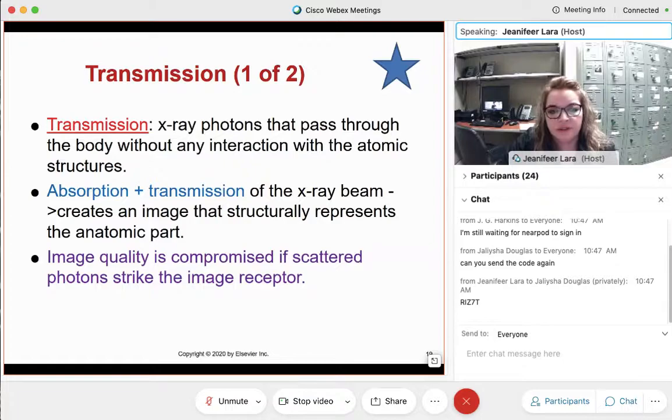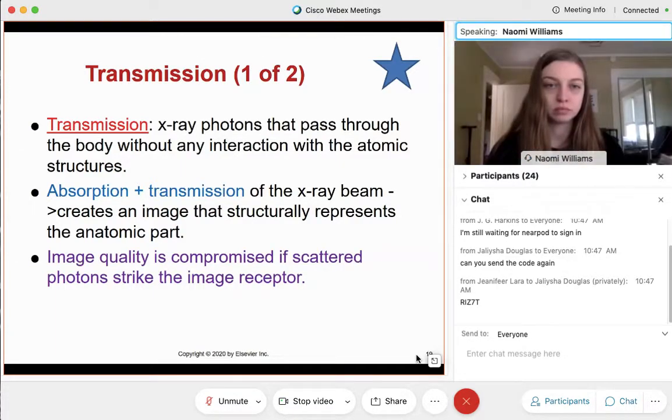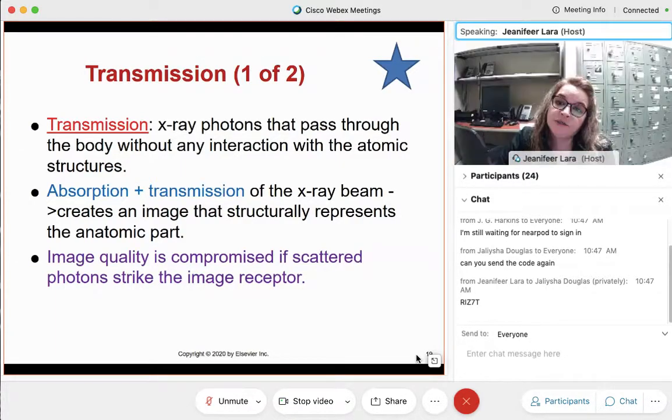Tell me about transmission, someone. They have a high penetrating power. They pass through all the way to the image receptor. It doesn't necessarily have to be high. Yes, you're right on part of that sentence, Naomi. Thank you. It is X-rays that make it all the way through, but they don't necessarily have to be high. And the reason why I say that, because if nothing is blocking it, makes sense? Doesn't have to be high.